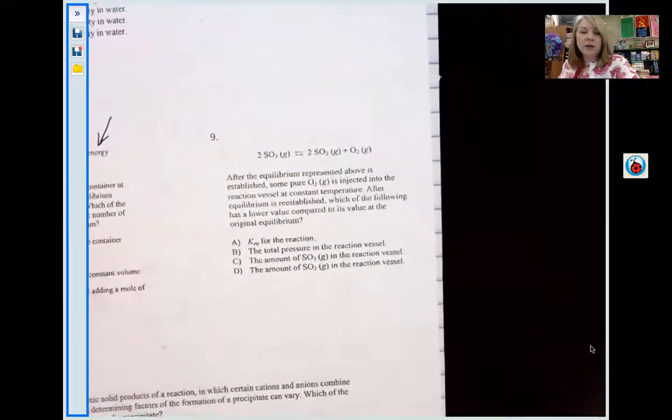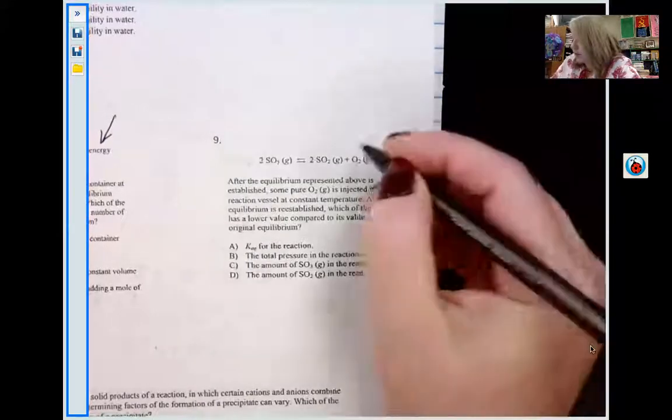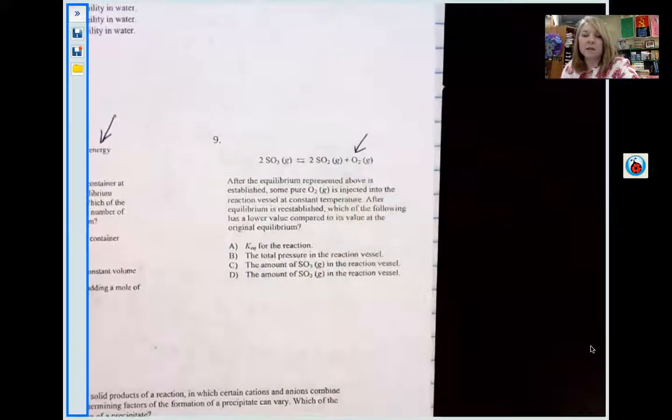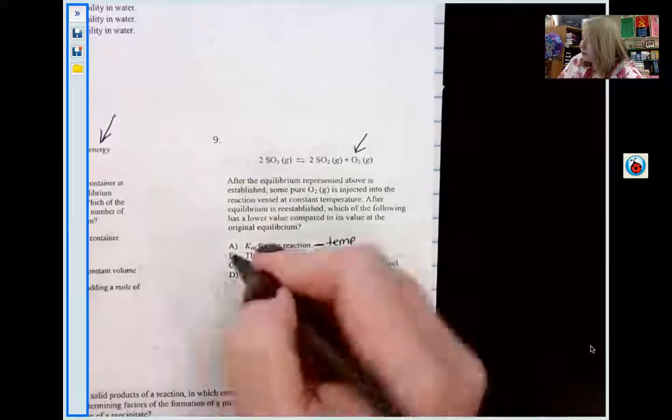All right, moving on to number 9. After the equilibrium represented above is established, some pure O2 is injected into the reaction vessel. So equilibrium has been established, so we're now going to inject some O2, and a new equilibrium will be re-established. It says, which of the following has a lower value compared to its value at the original equilibrium? A says Keq for the reaction. Remember, the only thing that changes K is temperature, and we did not change temperature, so A is not a choice.